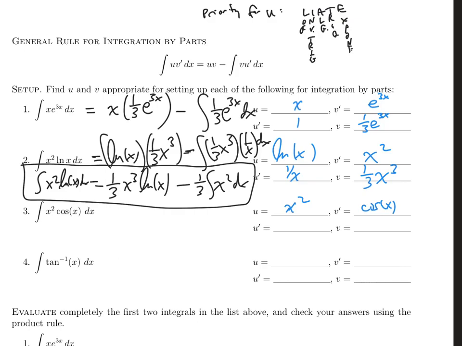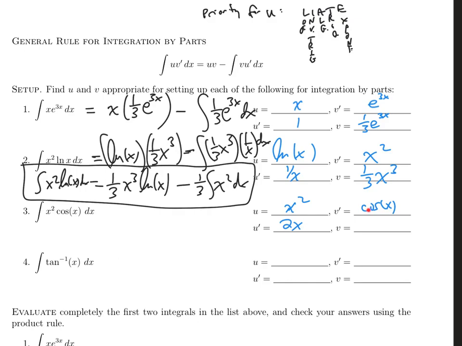Now I have u and I need u prime. So the derivative of x squared is 2x. And over here I have v prime and I need v. And sine and cosine are the hardest ones to keep straight because they just go back and forth between each other. But just pause when you're going to do one of these and think about it.